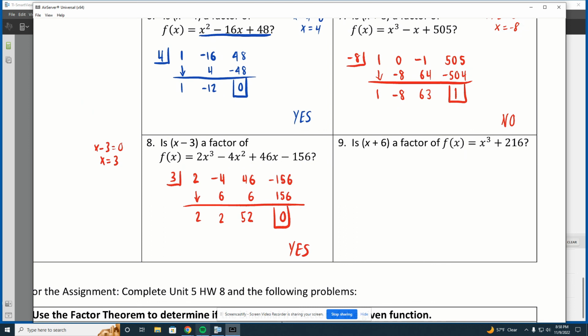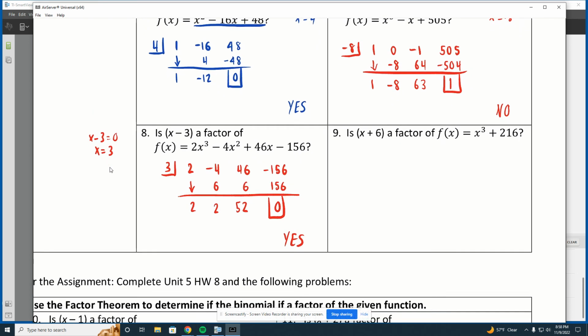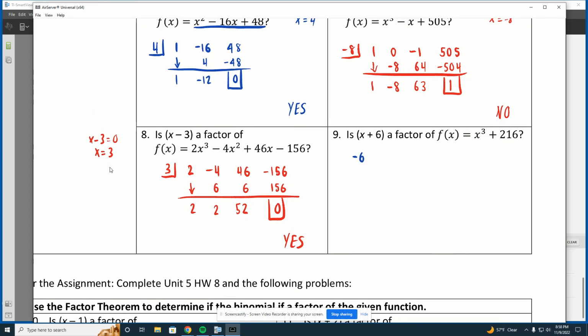If I graph 2x cubed minus 4x squared plus 46x minus 156, I guarantee it would cross or touch my x-axis at positive 3. Last one. -6 goes in the box. See, x plus 6 was the factor that we're checking. We start with x cubed. What is x cubed's coefficient? 1. And then we work our way down.